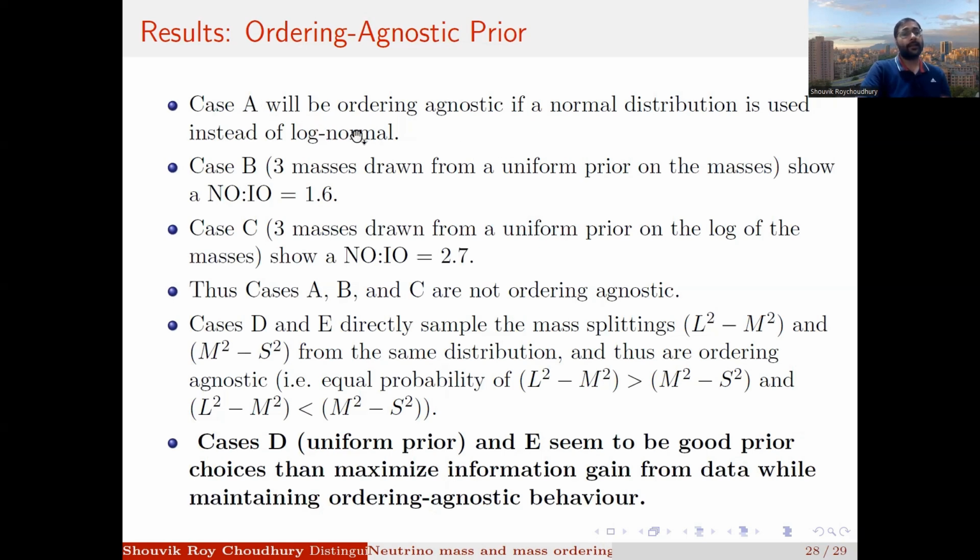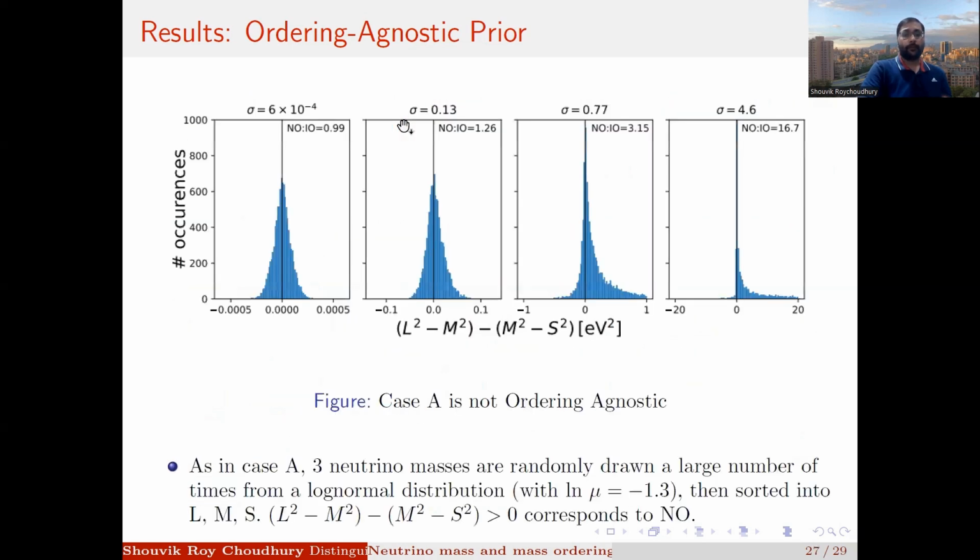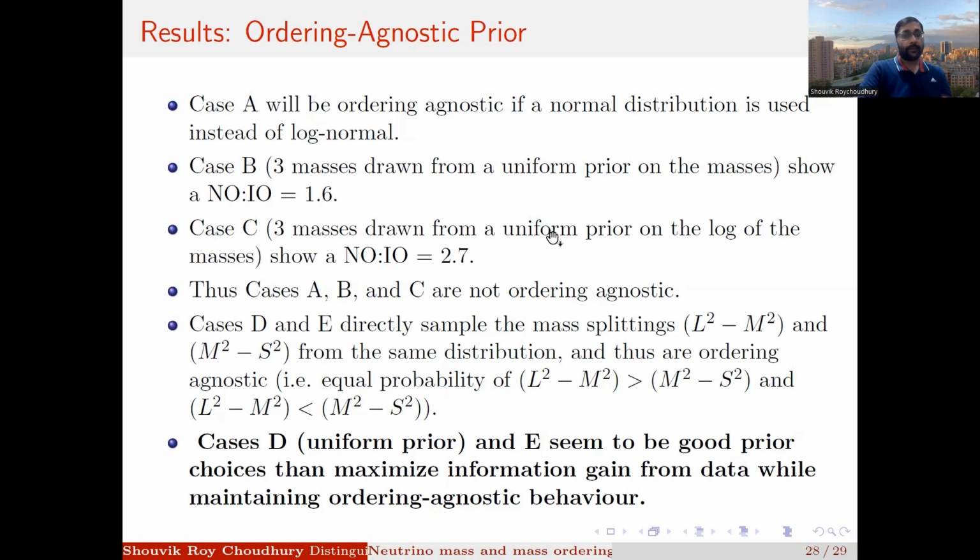So in case A, we get a very large preference for normal ordering even before introducing the data, so it is not really ordering agnostic. And the same is true for case B as well. Even though KL divergence is high, case B also prefers a normal ordering over inverted ordering at 1.6 sigma, whereas case C prefers it at 2.7, where the 3 masses are drawn from the uniform prior on the log of the masses. So cases A, B, and C are not ordering agnostic, but cases D and E directly sample the mass splittings from the same distribution and thus are ordering agnostic by default.